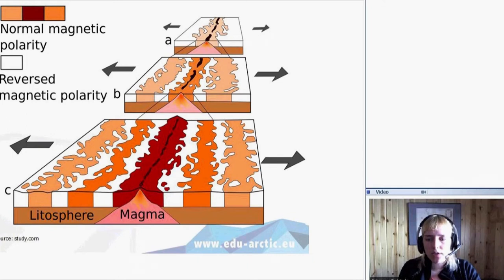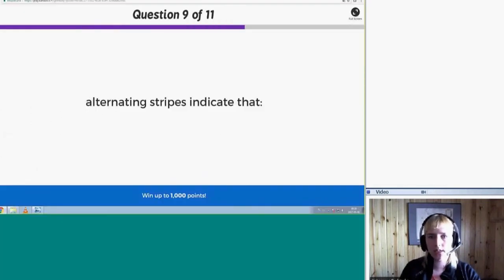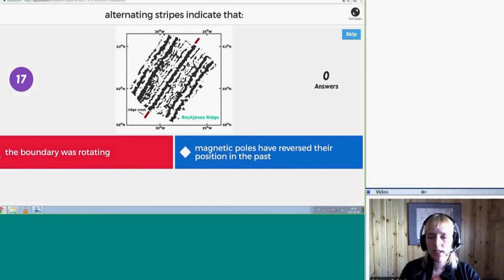Because the polarity is different, it means that there have been pole reversals in the past. So in the past, Earth's magnetic field was changing the location of magnetic poles. What is now the magnetic pole located in the northern hemisphere, of south polarity, used to be of north polarity. So you have stripes of different polarity recorded in the Earth's crust. Let's go back. Quiz. So alternating stripes indicate that the boundary was rotating or the magnetic poles have reversed their position in the past.